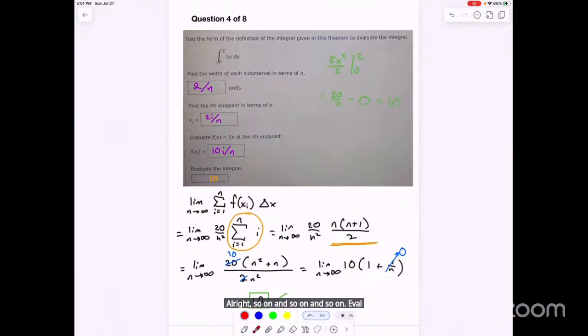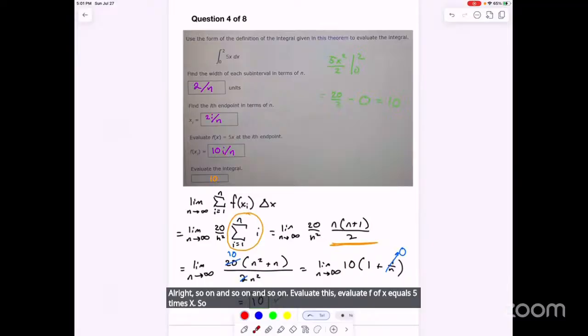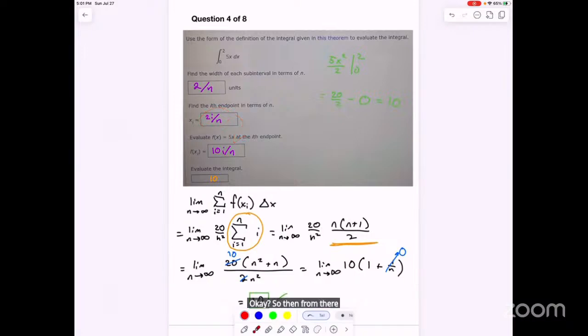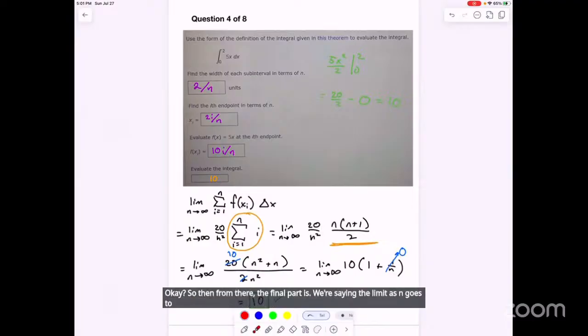Evaluate this. Evaluate f of x equals 5 times x. So basically, I plugged this in for x. So I said 5 times this. That's where this came from. Okay. So then from there, the final part is we're saying the limit as n goes to infinity of the sum as i goes from 1 to n of f of x_i times delta x, right? This is what we're doing.